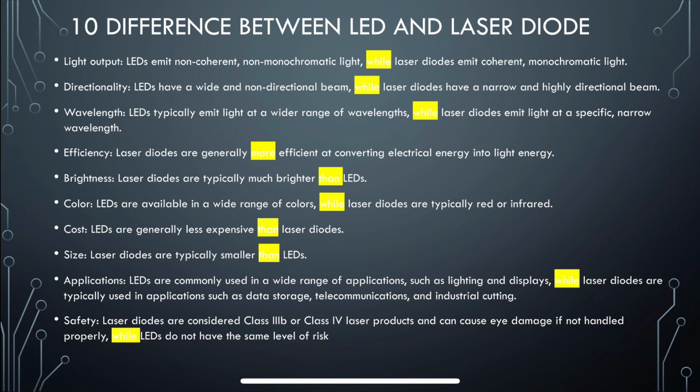Application. LEDs are commonly used in a wide range of applications such as lighting and display, while laser diodes are typically used in applications such as data storage, telecommunication, and industrial cutting. Lastly, safety. Laser diodes are considered Class 3B or Class 4 laser products and can cause eye damage if not handled properly, while LEDs do not have the same level of risk.